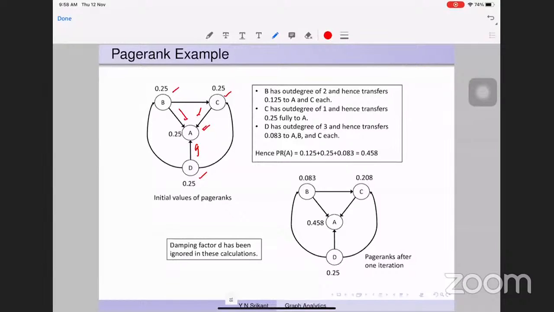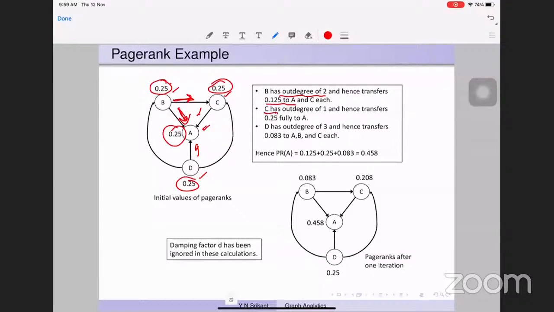Initially, all page ranks are just assigned 1 by n. N is the total number of nodes in the system. So 0.25, 0.25, 0.25, and 0.25. Now, B has 2 edges going out, right? So the way we look at it, 0.25 is divided by 2 and half of it is transferred to C, and the other half is transferred to A. So B has an out degree of 2 and hence transfers 0.125 to A and C each.